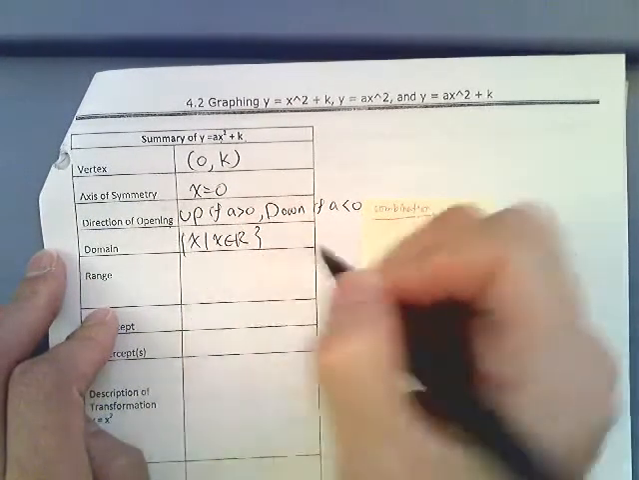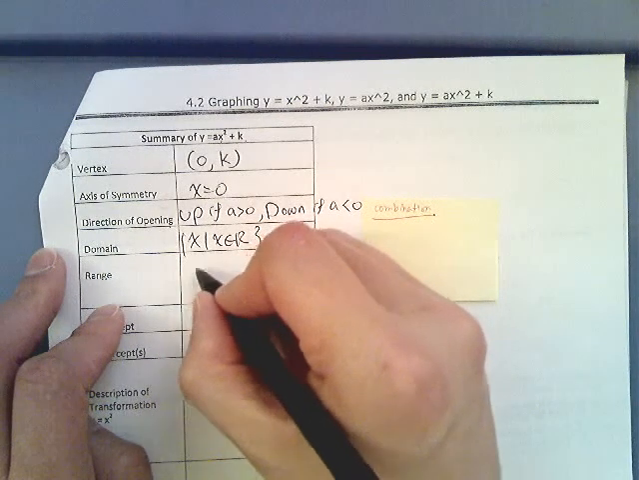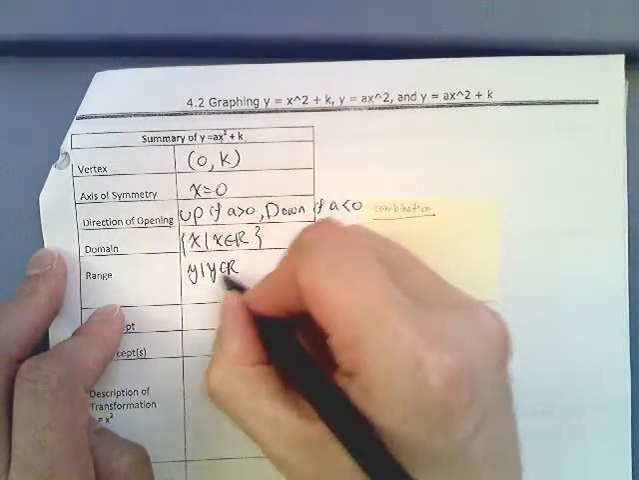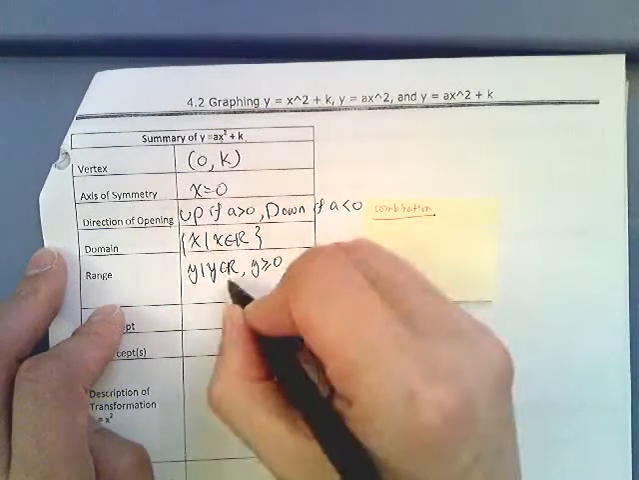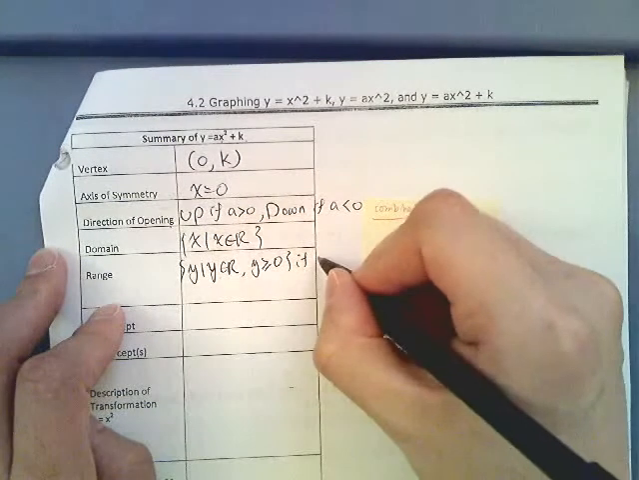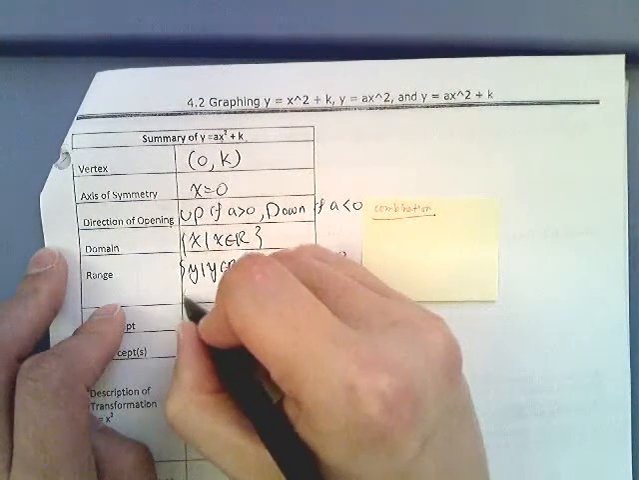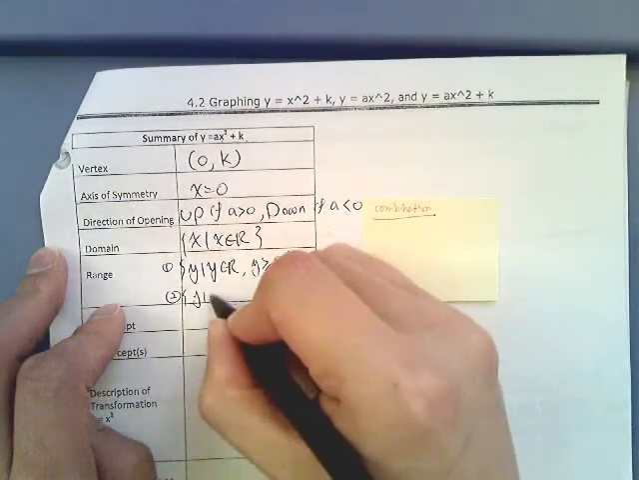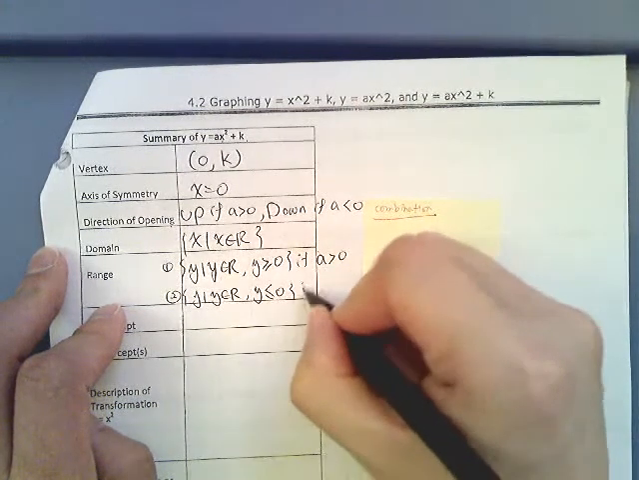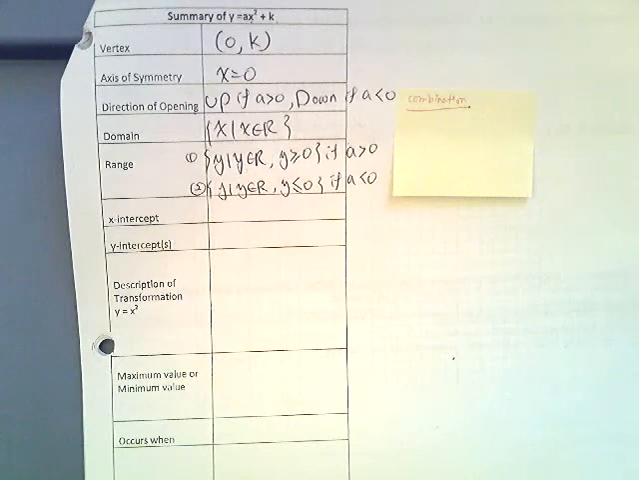Now the range, again, is the same as the first table. So the range is y such that y is an element of real numbers and y is greater than or equal to 0 if a is greater than 0. Sorry, these were supposed to be switched. The other one will be less than or equal to 0 if a is less than 0. You should be able to figure this out by investigating it on your own.